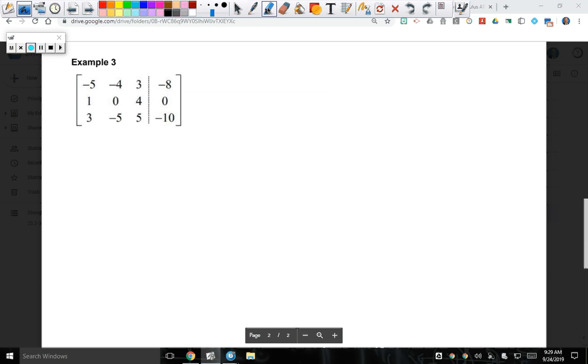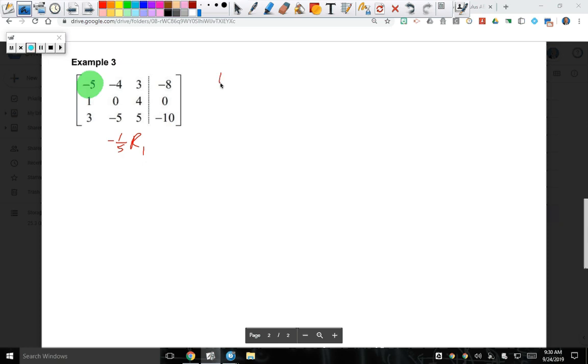How should I start? Someone help me out. Okay, so you got to get a 1 right here. Okay, so he's saying multiply by a negative 1/5. Don't write this down, just watch. So if I multiply this by a negative 1/5, my new row 1 will become what?